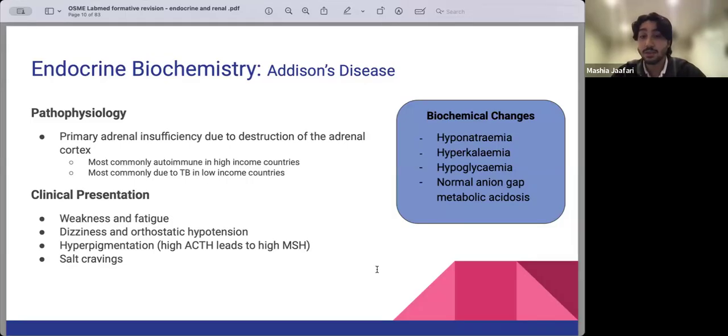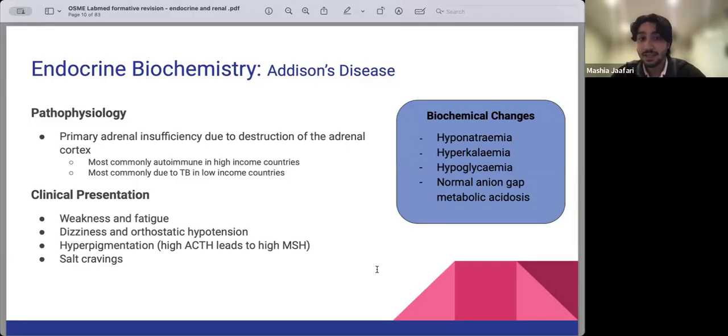Now, the presentation is something you'd expect for having low cortisol. So you get weakness and fatigue, you get dizziness and orthostatic hypotension. Again, remember, cortisol leads to expression of sympathetic receptors, allowing adrenaline and noradrenaline to bind, and therefore raising your blood pressure. So if you don't have that cortisol, your blood pressure is going to be low. And you also get hyperpigmentation.